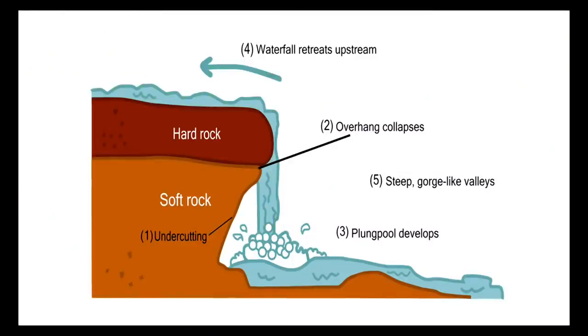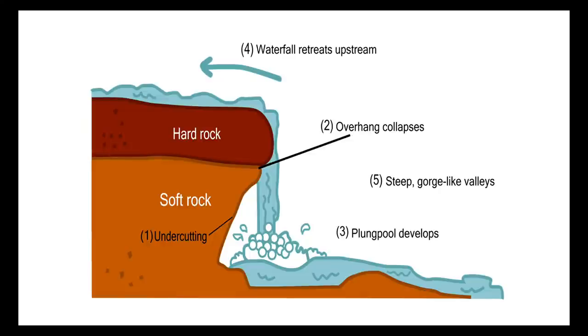So we can also take up some other examples of images as digital resources. So this is an example of a diagram which depicts the process of waterfall formation, how waterfalls are formed. So this is another example of an image which we can categorize as diagrams.